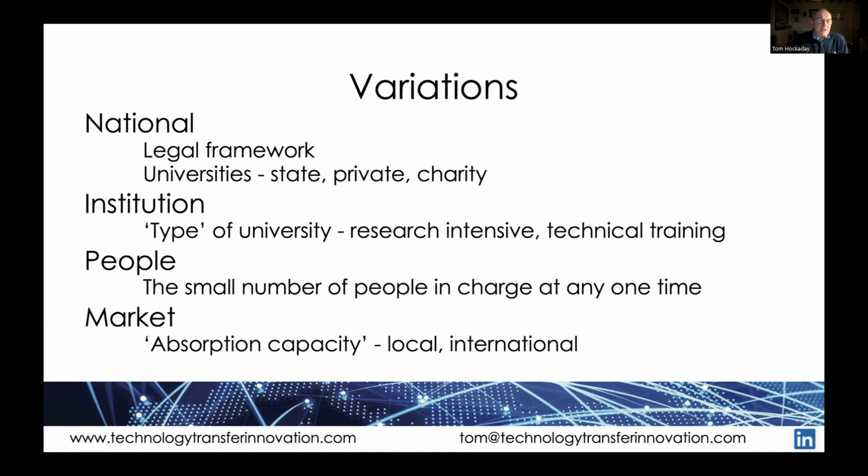Wherever you're doing this. So my experience is mainly in the UK, but I've worked in many countries around the world. But thinking about this for Argentina, fundamentally, what is the national framework like? The laws for setting up new companies, for intellectual property rights, etc. That's important. The nature of universities. Are they state-owned? Are they private? Are they charities? That influences quite a lot of the way that you go about doing this. Types of universities. So in the UK, there are about 150 universities, from places like Oxford and Cambridge to far smaller, very local, regionally focused teaching institutions.